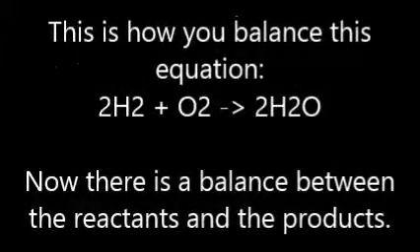But this is how you'd balance this equation. You'd place a 2 in front of the hydrogen and a 2 in front of the water. Now you'd multiply the subscripts by the coefficients. You have 4 hydrogens and 2 oxygens on each side. Now there's a balance between the reactants and the products.